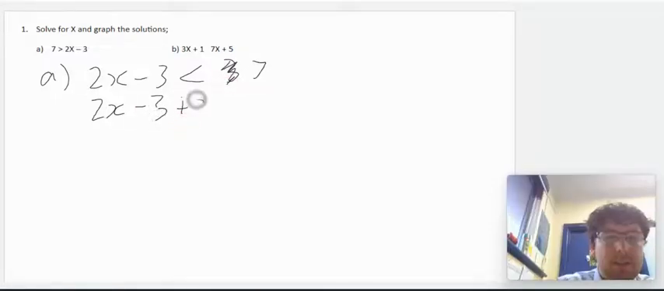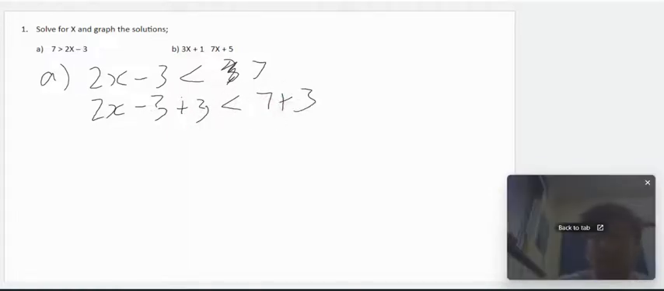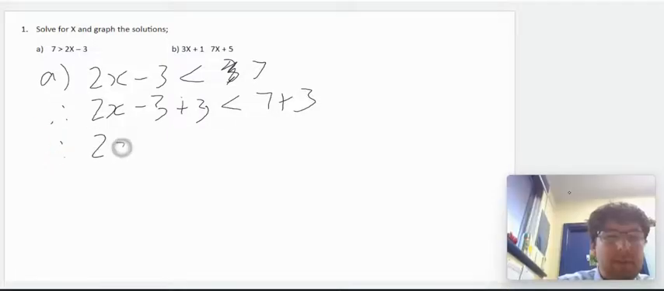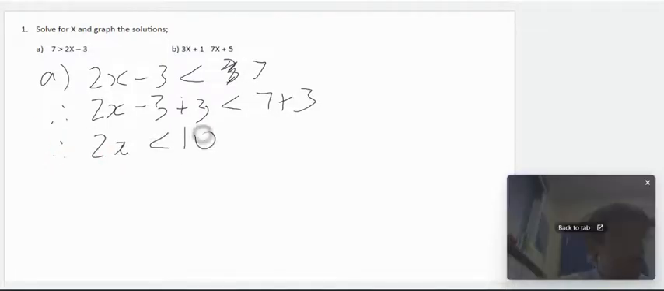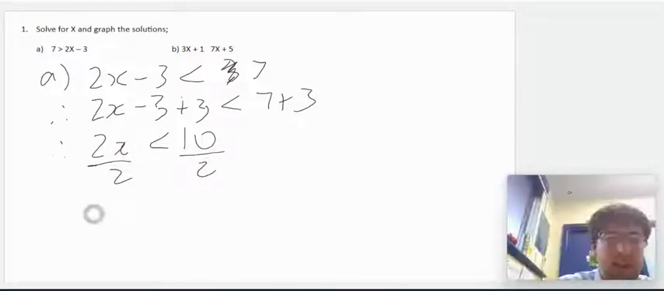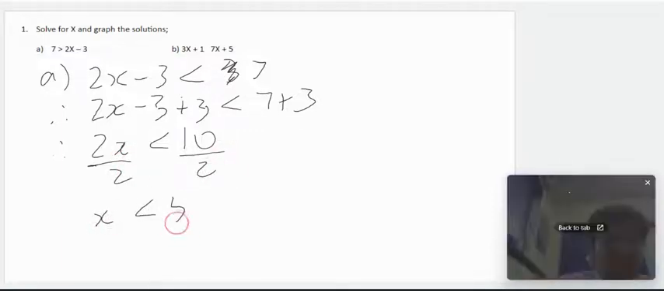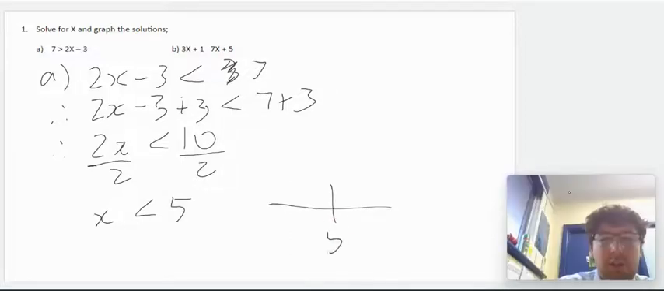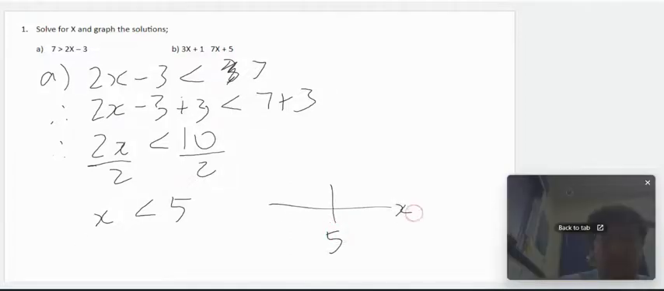2 minus 3 plus 3 is less than or equal to 7 plus 3. So therefore 2x is less than or equal to 10. Now we divide both sides by 2, then x is less than 5. Right, now when we graph this, we show 5 on a number line, and we label that as x.